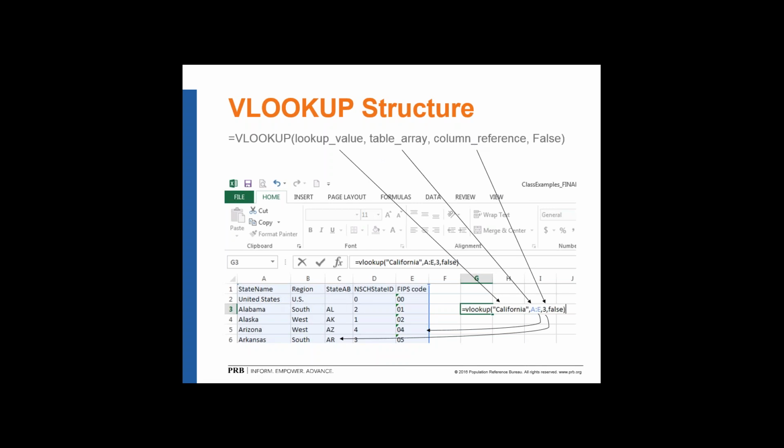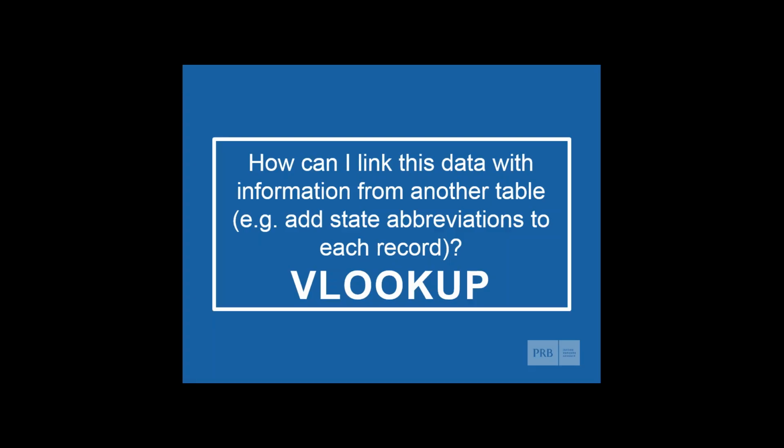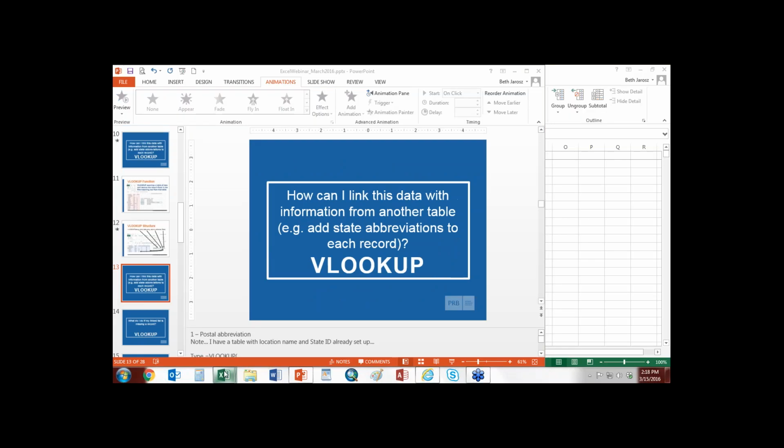And then the last piece is you always want to end a lookup statement with FALSE. This conditional term tells Excel not to return fuzzy matches. If we didn't put FALSE here, Excel would return the value it finds that's closest to the search term, either in alphabetical or numerical order. In other words, if Excel can't find the word Alabama, it might return the value for Alaska. So let's jump into our example.